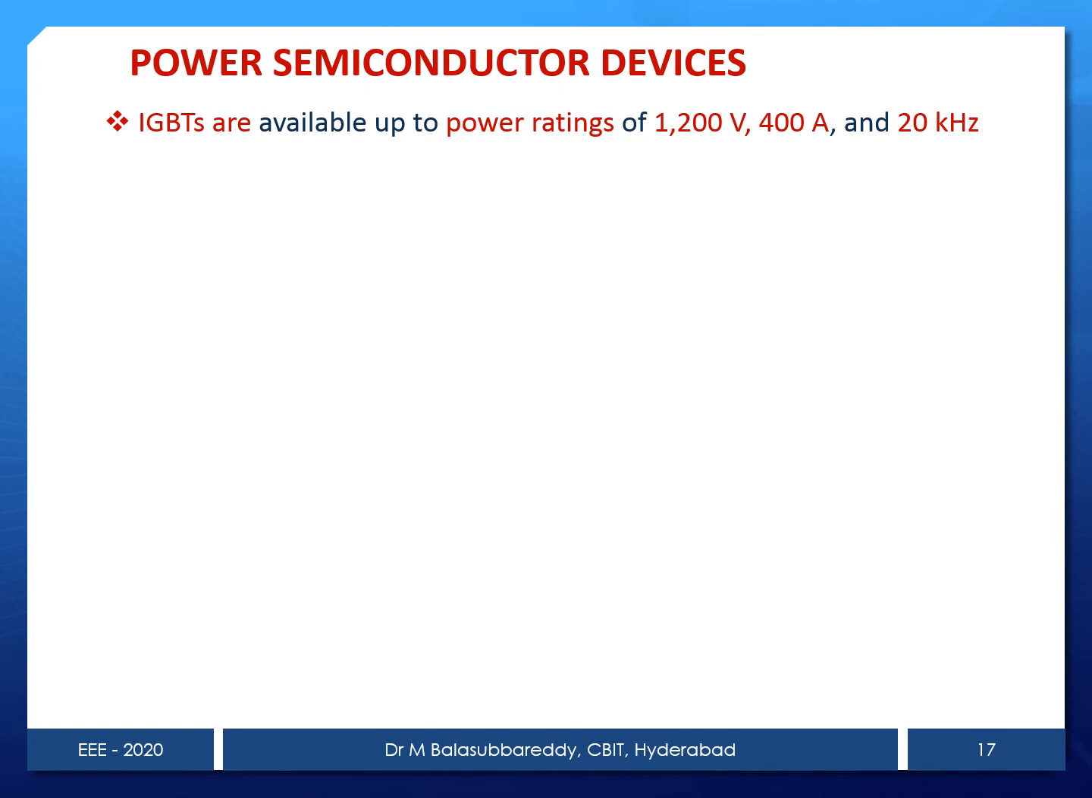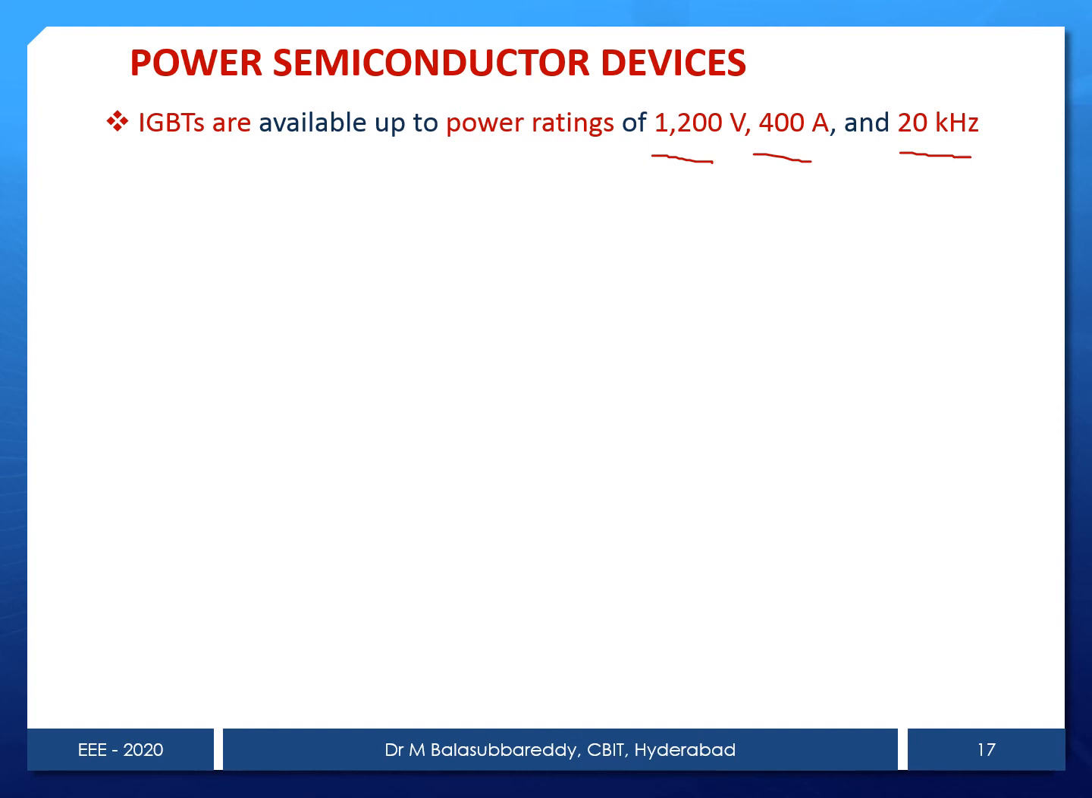They are available up to the power ratings of 1200 volts and 400 amperes and 20 kilohertz. So when you compare, the MOSFET is 100 kilohertz, but this IGBT is 20 kilohertz. So how will the IGBT form? It is the latest component when compared to MOSFET and BJT.